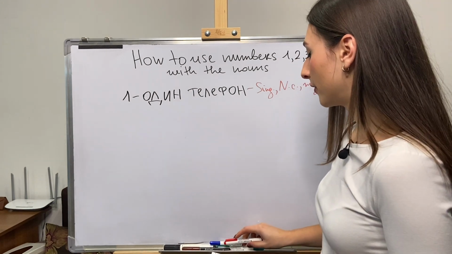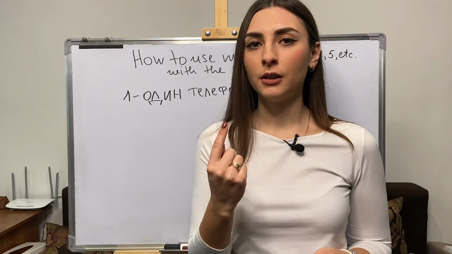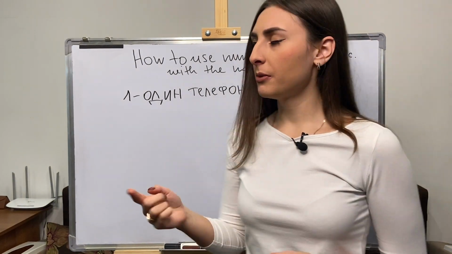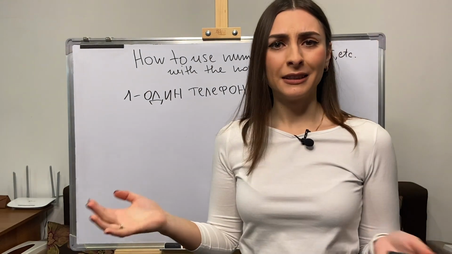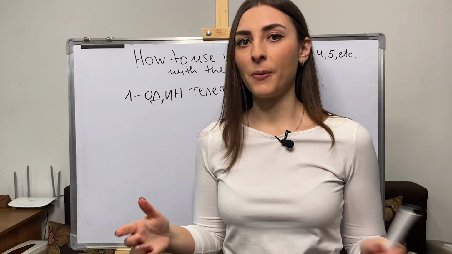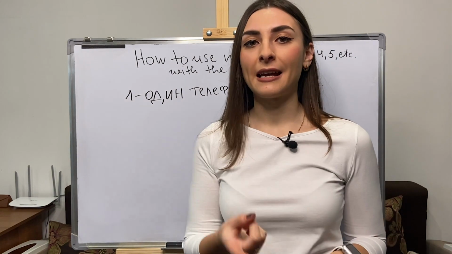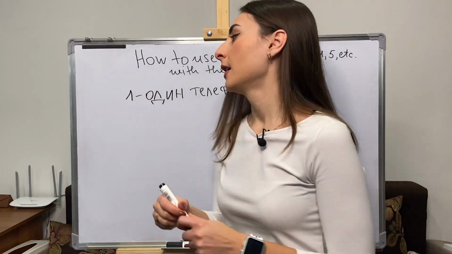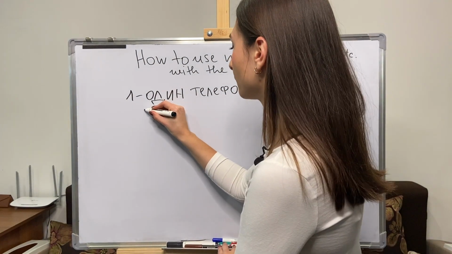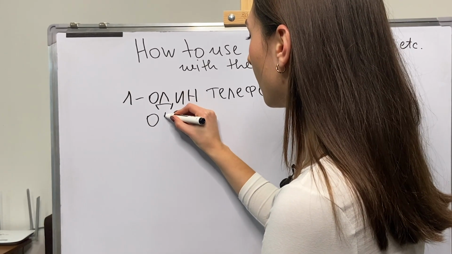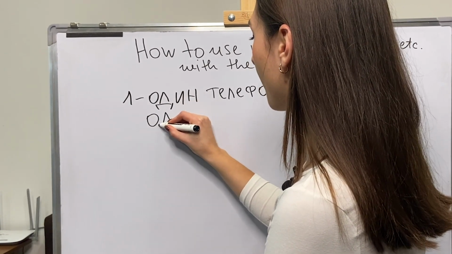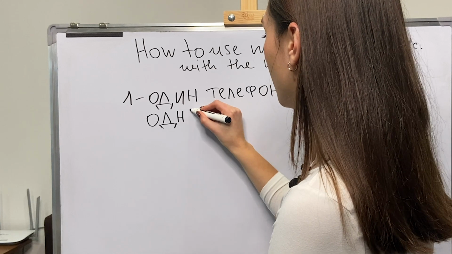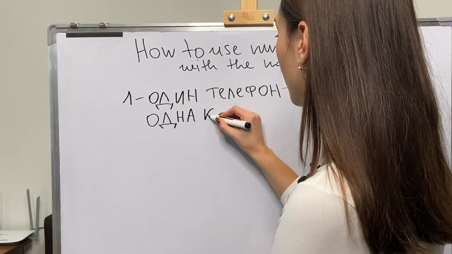But if you want to say, for example, one book, can we say один книга? Of course, no. So number 1 has gender distinction. So we say одна, одна, так, одна книга.